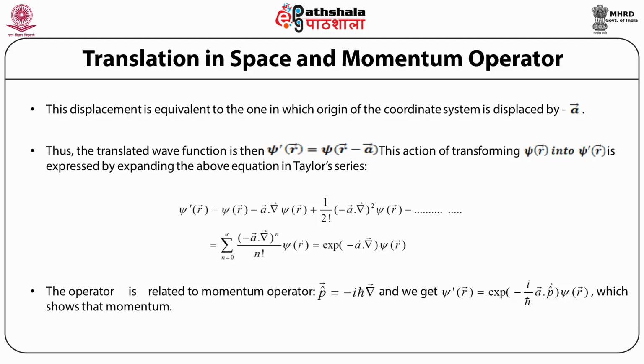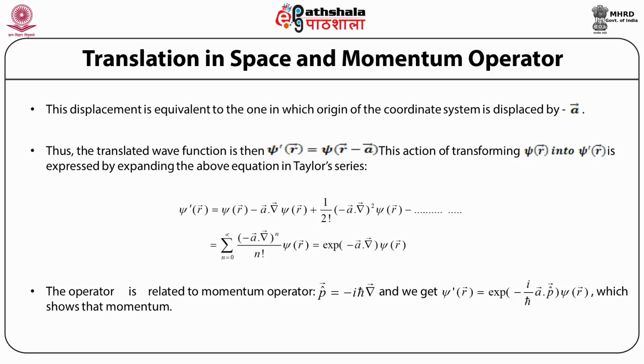And this series expansion for the wave function psi prime of r can then be rewritten as the summation over n going from 0 to infinity of within brackets minus vector a dot vector del, whole to the power n upon n factorial, whole times the wave function psi of r. And this can then further be simplified as exponential to the power minus vector a dot del vector, whole times the wave function psi of r. Here the dot represents the dot product between the vector a and the del vector.